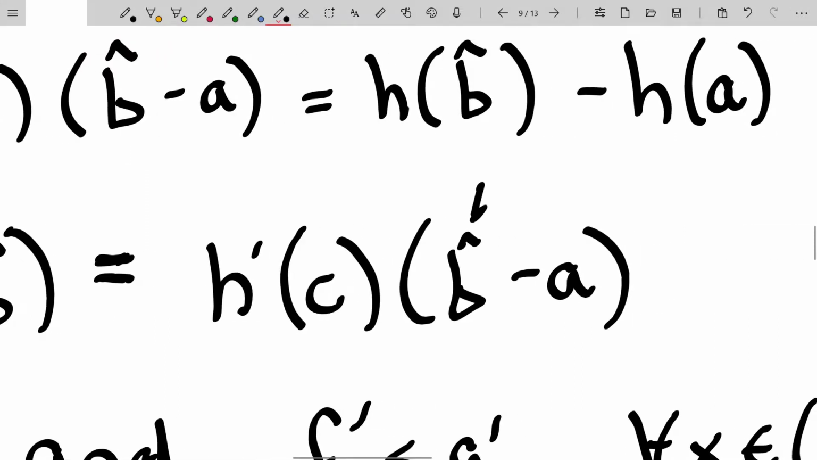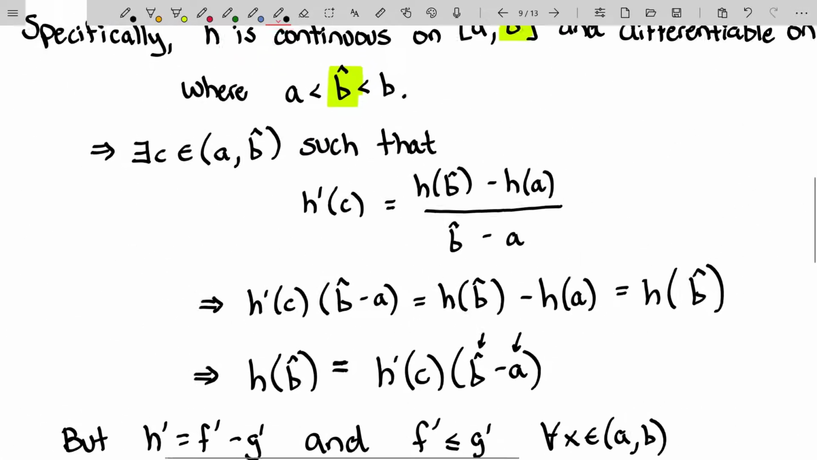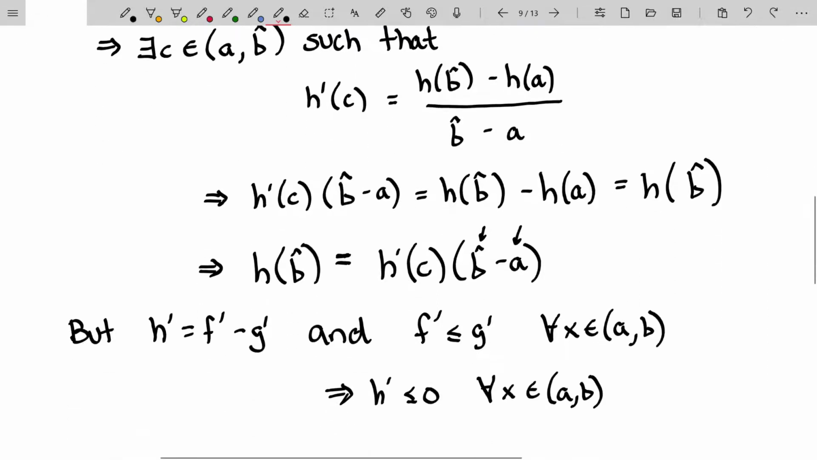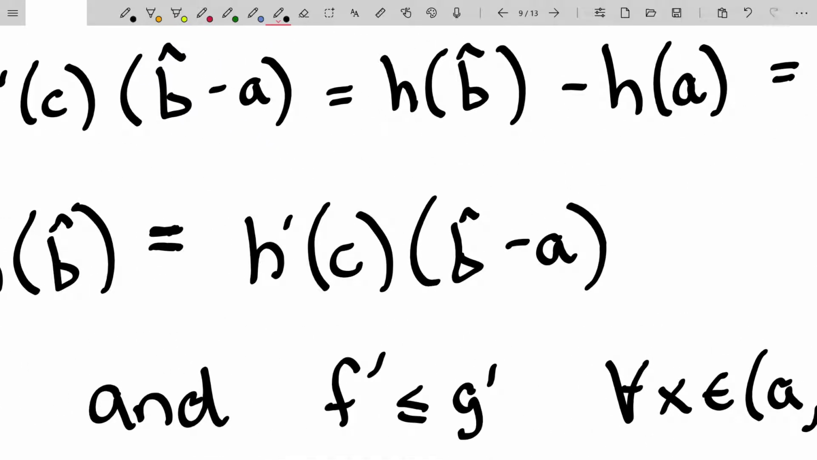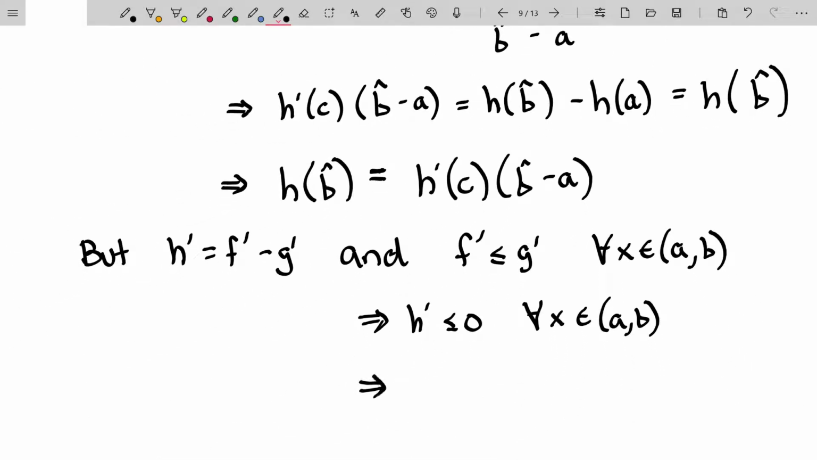Now b minus a, well, b hat, sorry. b hat is greater than a, so b hat minus a is positive. And we have some positive number times some negative or 0 number. That will imply that h of b hat must be less than or equal to 0. Again, because h of b hat is a negative or 0 number times a positive number, so it's less than or equal to 0.